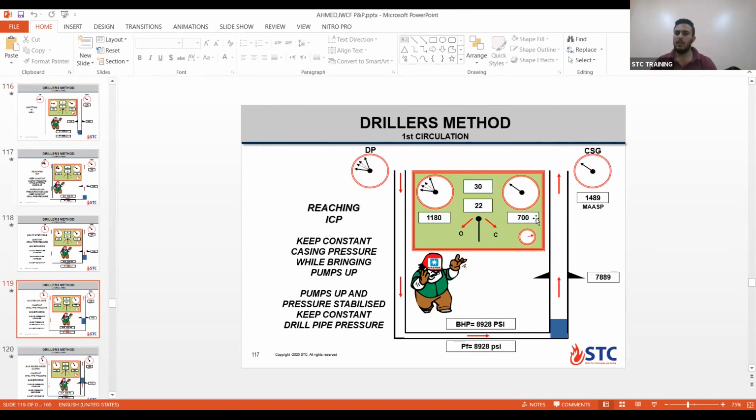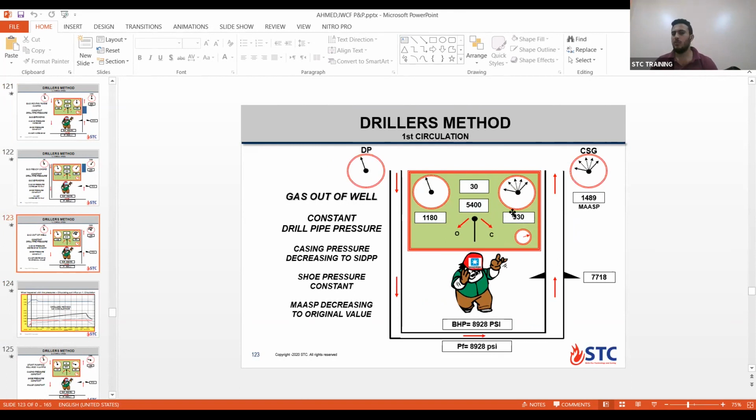And once we complete the first circulation, the casing pressure equals the original value of shut-in casing pressure. Okay, guys. And once we stop pumping, we will find here that the drill pipe pressure equals the original shut-in drill pipe pressure value also.